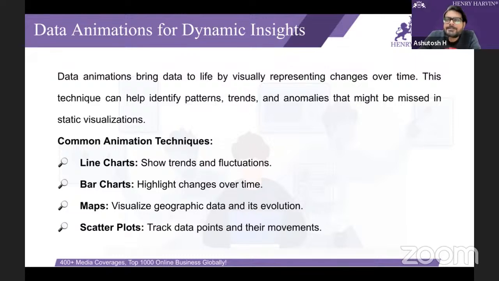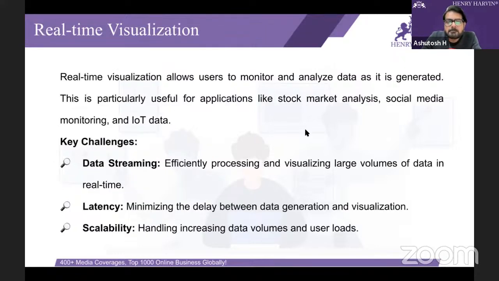Even though we are adults, if you watch an animated movie, we thoroughly enjoy that. So if we add animation, it brings the visualizations to life, or the data to life. This is quite a helpful technique when we want to identify patterns, trends, and anomalies which might be missing in the static visualization. Some of the common animation techniques are line charts, bar charts, maps, and scatter plots.